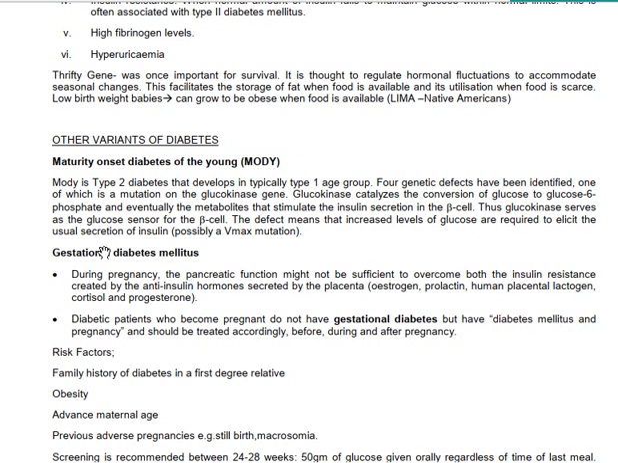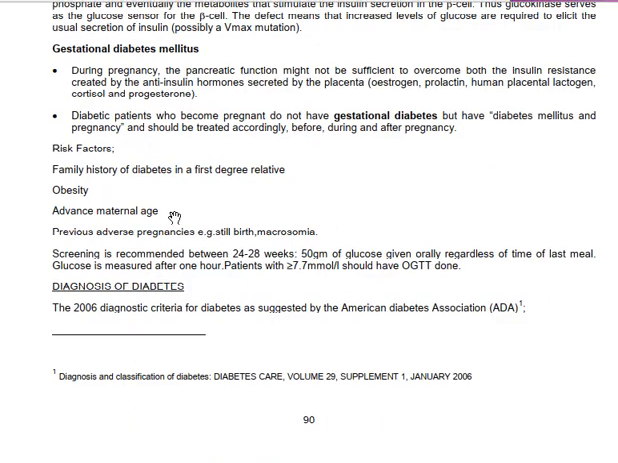Is it clear? Now, diabetic patients who become pregnant do not have gestational diabetes. Is it clear? But they have diabetes mellitus and pregnancy. So we don't talk about gestational diabetes in a diabetic patient that has become pregnant. It's actually a normal patient who is having a hyperglycemic state in pregnancy. That's called gestational diabetes. Now, what are the risk factors for gestational diabetes?